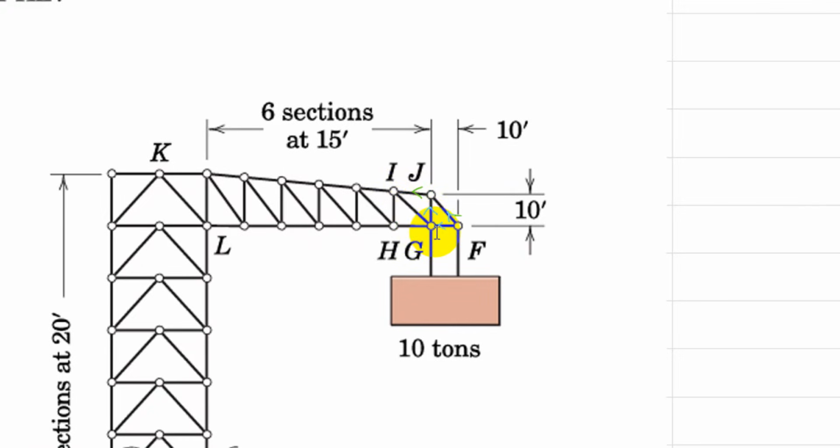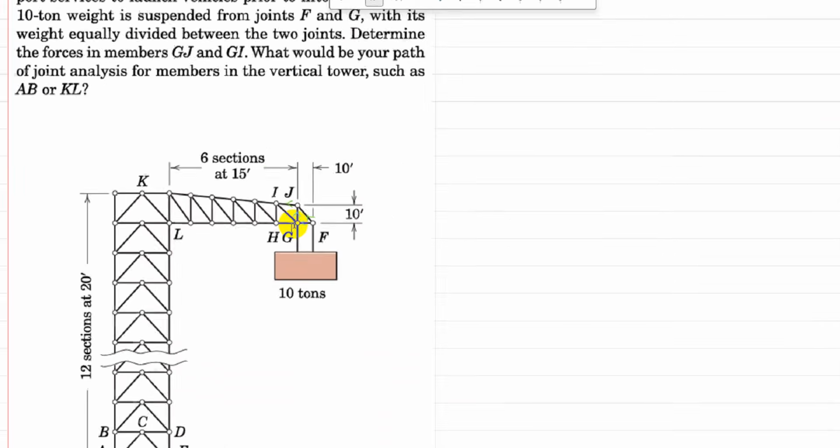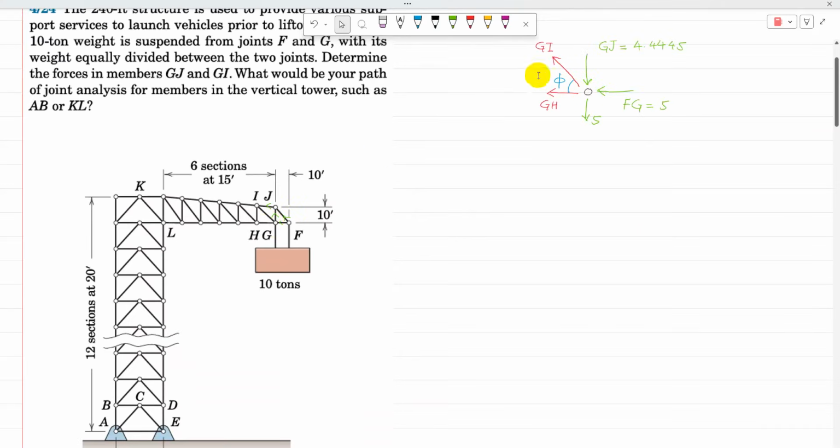And for Gi, I'm going to start with joint G, because at joint G there are two unknowns now. So I'm going to isolate joint G and draw its free body diagram. So for joint G, Gi and Gh are two unknowns, and the rest are Gj, Fg, and then a load at G. Half of the load is acting at G, so the 5-ton load is known.